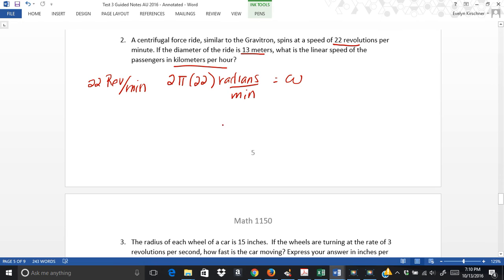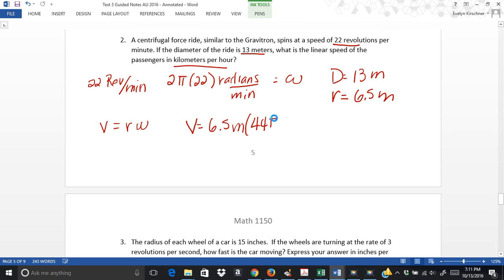Then I have a diameter of 13 meters, but everything we're doing is a radius, so my radius is half of that, or 6.5 meters. So now I have my omega, and remember that v is r times omega, so v is going to be 6.5 meters times 44 pi radians per minute, because 22 times 2 is 44.